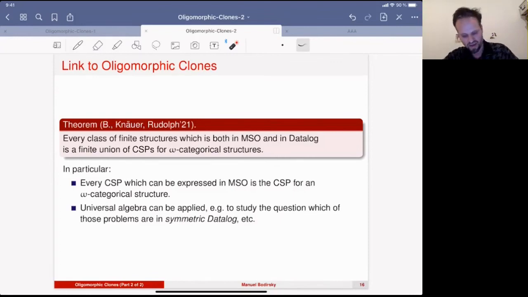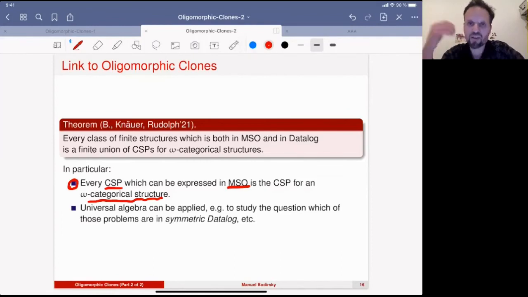So in particular, if you start with a class of structures which is the yes instances of a constraint satisfaction problem, which can be expressed in MSO, one can prove that this is part of the proof. Actually, we prove also this. Then it's the CSP of an omega categorical structure. So you can use oligomorphic clones to study these classes and all the universal algebra that is involved.